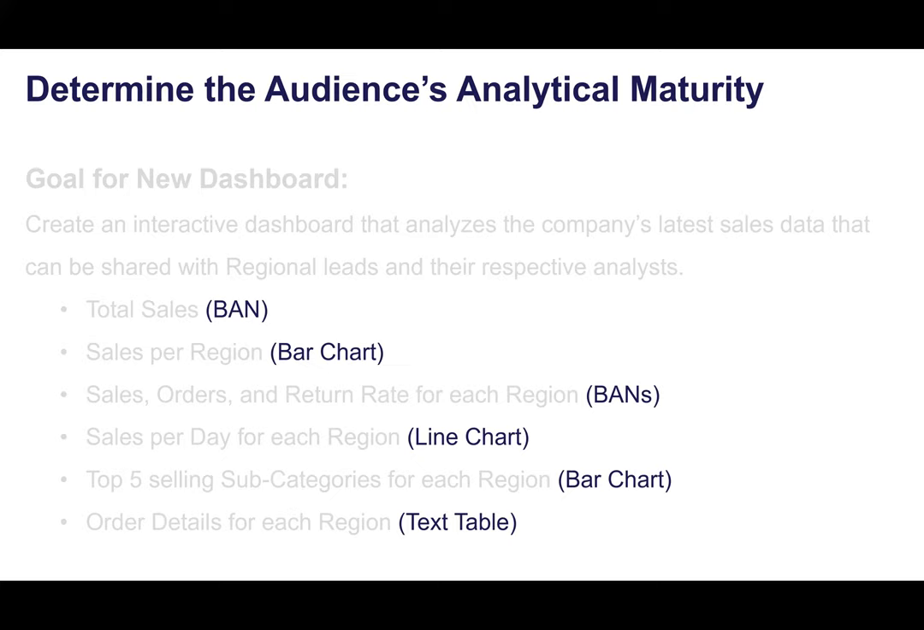Next, we're going to determine the views that we need to answer these questions. So we have a band for the total sales. We have a bar chart for the sales per region, a band for the sales orders and the return rate, a line chart that looks at the sales over time, so the sales per day, a bar chart that looks at the top five selling categories, and then a text table that's going to provide the order details. So once we have those requirements, we can then transition to creating a template.